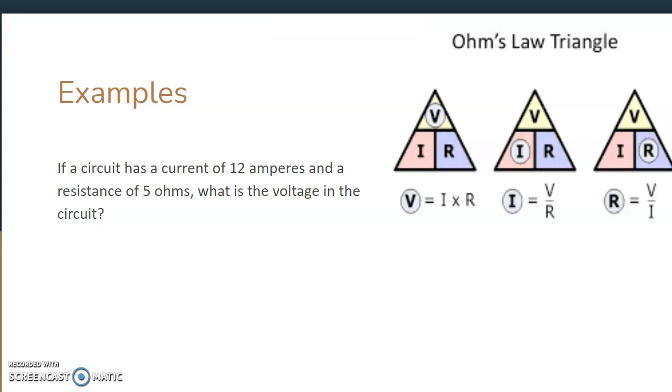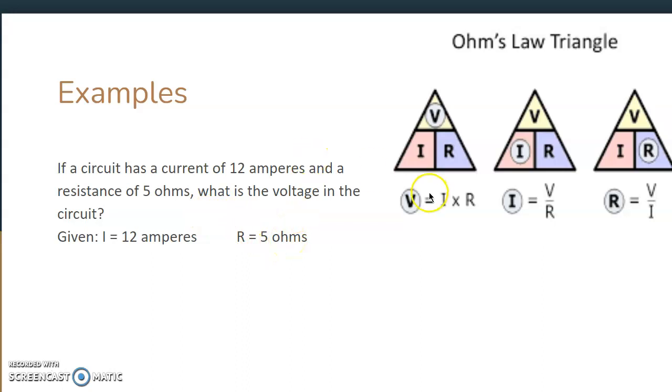So for this example, if a circuit has 12 amps and a resistance of 5 ohms, what is the voltage in the circuit? Step one is always to write what our givens are. We're going to change our numbers into variables. So I is equal to 12 amperes, and R for resistance is equal to 5 ohms.